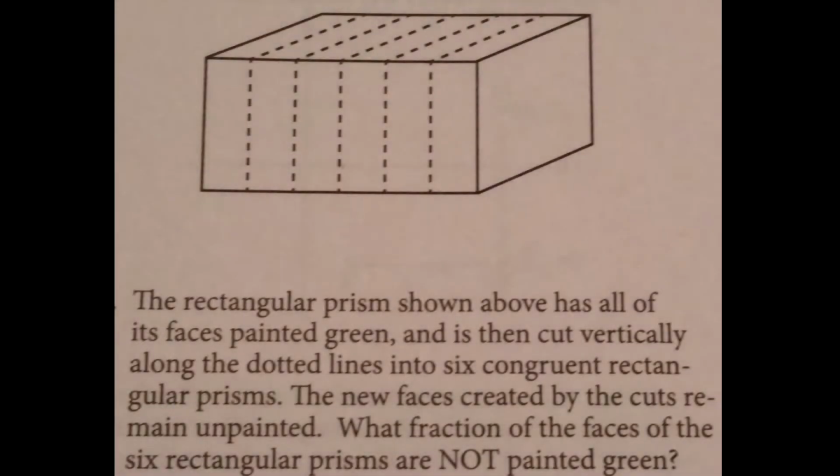The rectangular prism shown above has all of its faces painted green and is then cut vertically along the dotted lines into 6 congruent rectangular prisms. The new faces created by the cuts remain unpainted. What fraction of the faces of the 6 rectangular prisms are not painted green?